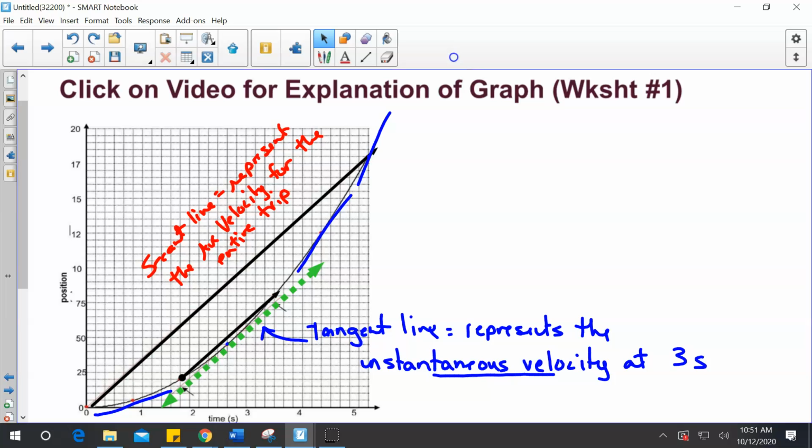So this is just kind of an introduction to acceleration. So in your book, they call this uniform acceleration. We can also call it constant acceleration.